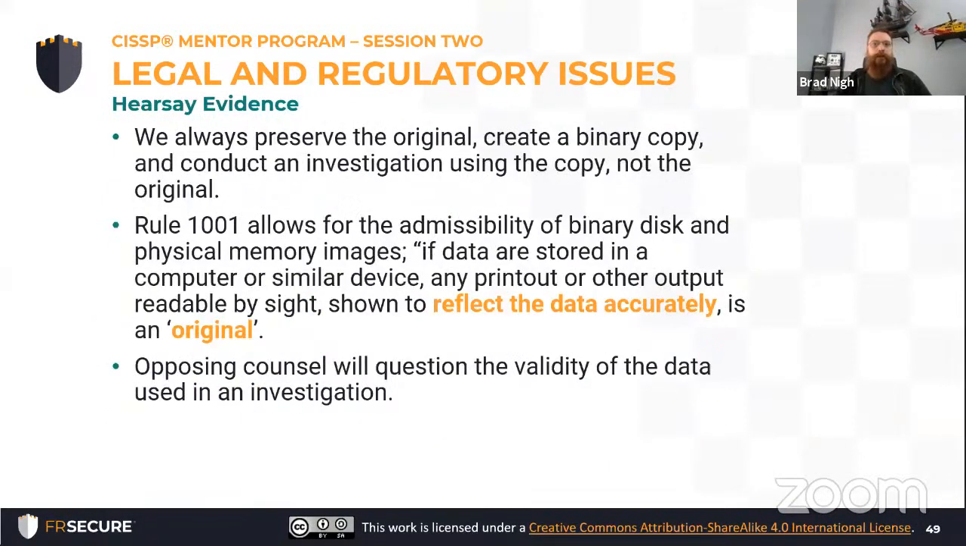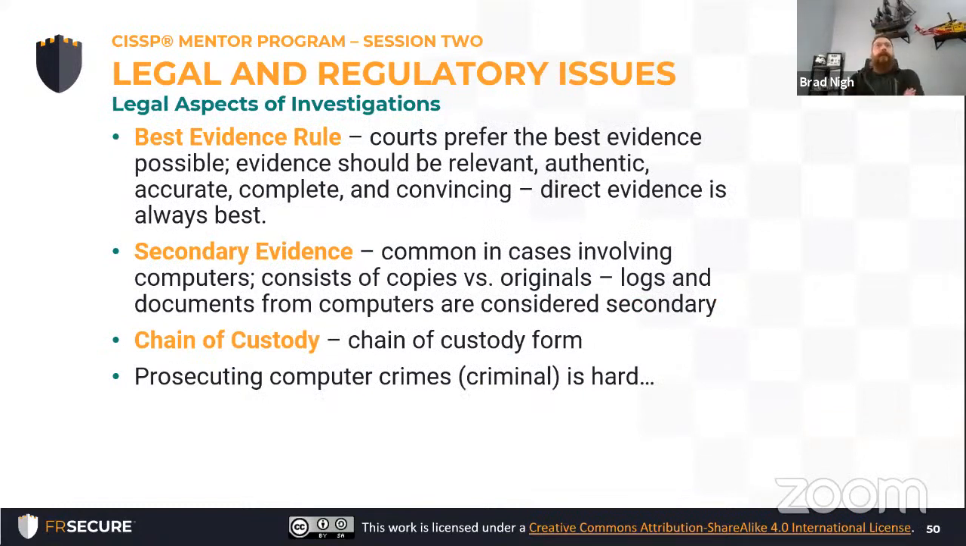All right. And it always has to be, again, relevant. You don't want to introduce something that is not relevant to what you're working on. Authentic, so it's the original or a direct copy of the original. Accurate, obviously that's pretty straightforward. Complete and convincing. So secondary, it's very common in cases involving computers: copies versus the originals, logs, things like that. Those are considered secondary.